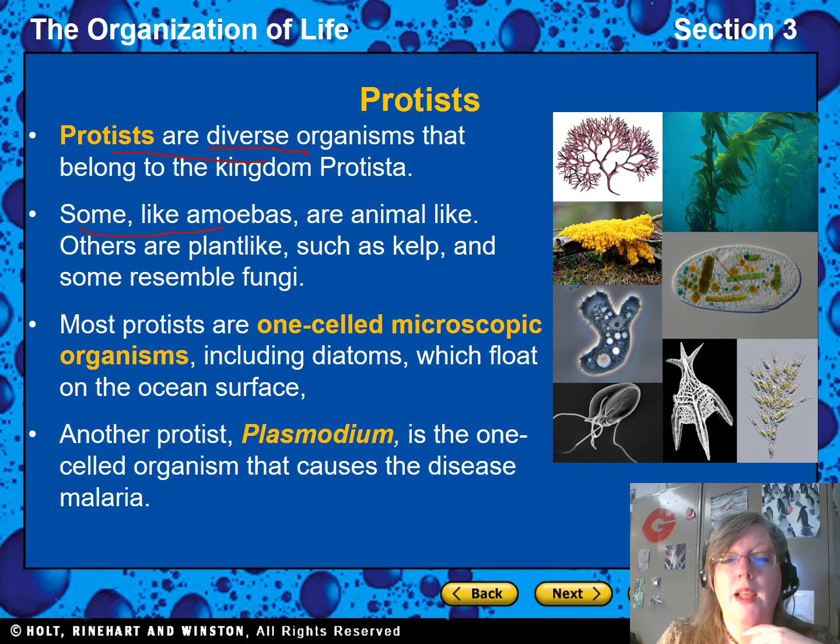Some, like the amoebas, are animal-like. And what I mean by animal-like, they don't have a cell wall and they have to eat. Others are plant-like, like the kelp. So plant-like means they do have a cell wall and they can do photosynthesis. All right, and some of them look like fungus. So they're not close enough.